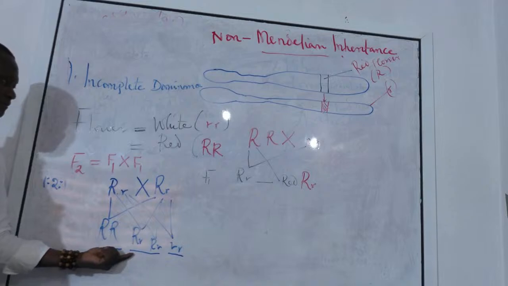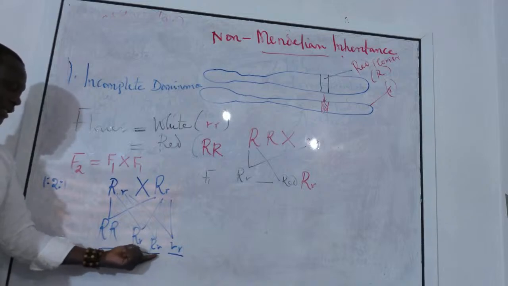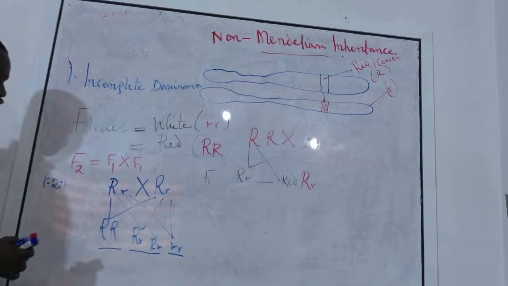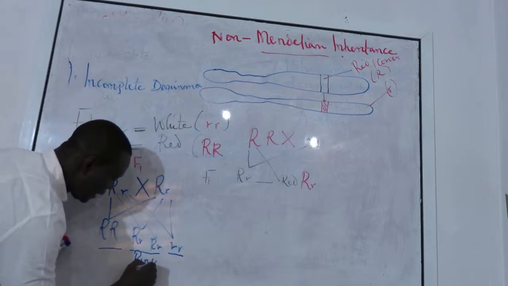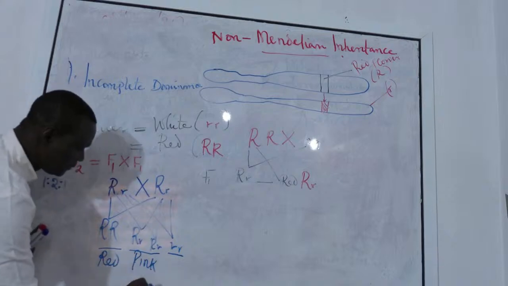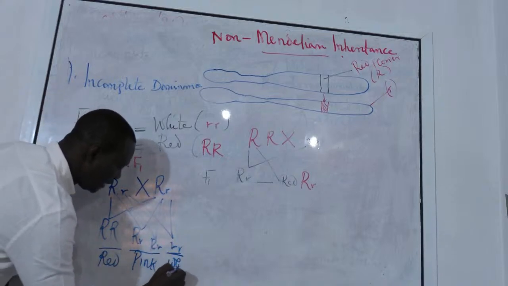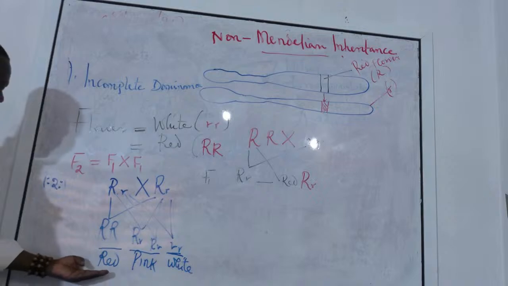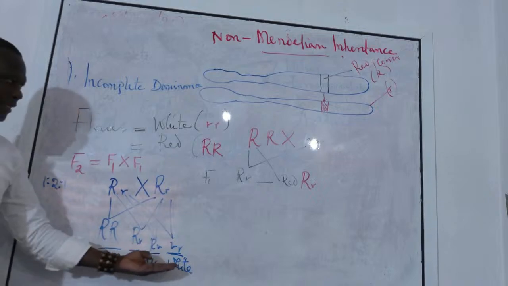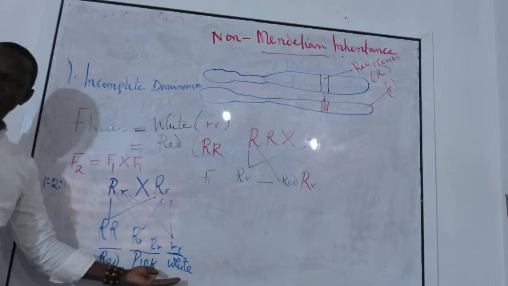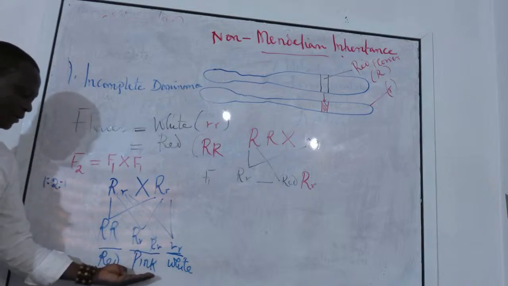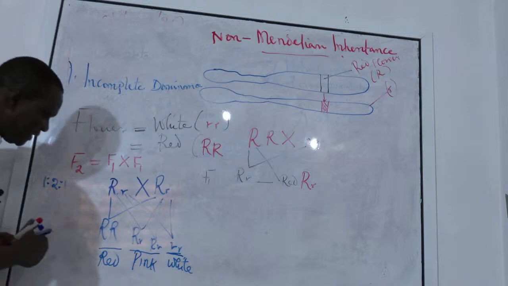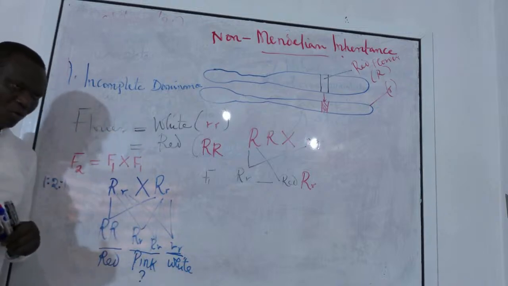And the second one, instead of appearing to be red, now appears to be pink. This is red. This is pink. And the last one, in ratio 1, appears to be white. So those that look exactly like their parents, red and white, are in ratio 1 and 1. But those that have the pink color are in ratio 2.